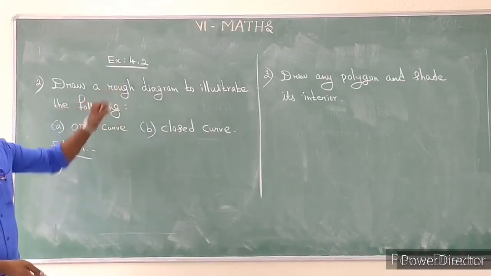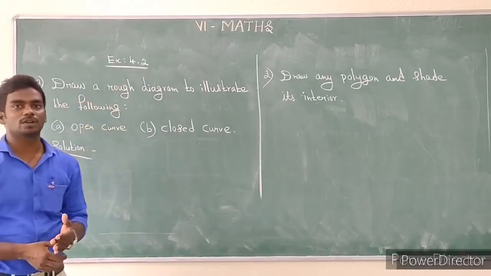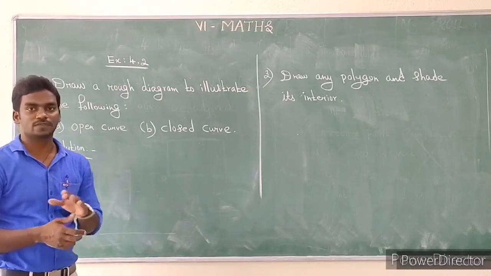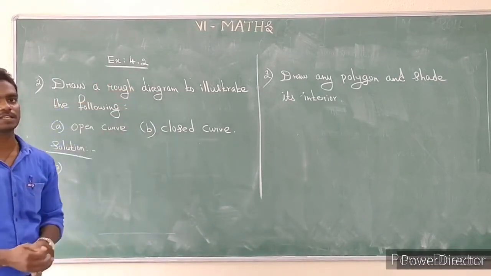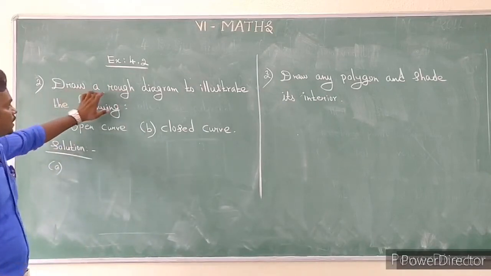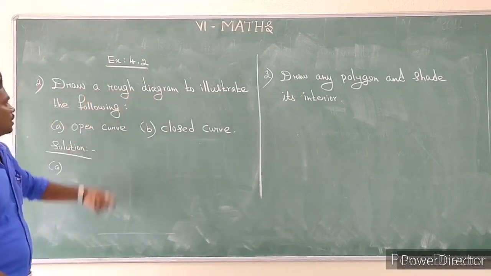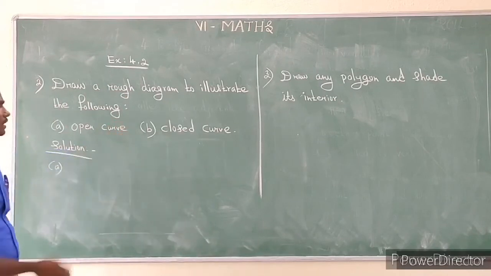Next is our exercise 4.2. In exercise 4.1, you will do the 5th and 6th problems as your homework, right? Next, in exercise 4.2, do the first sum as your homework. Second one: draw a rough diagram to illustrate the following.